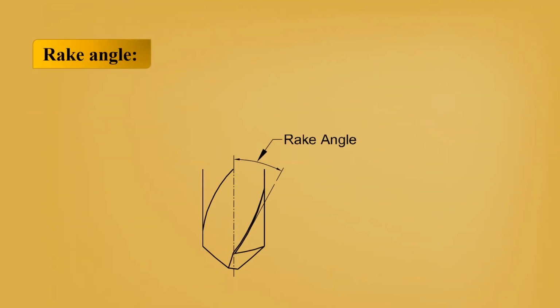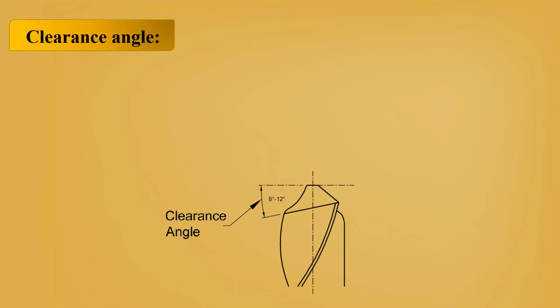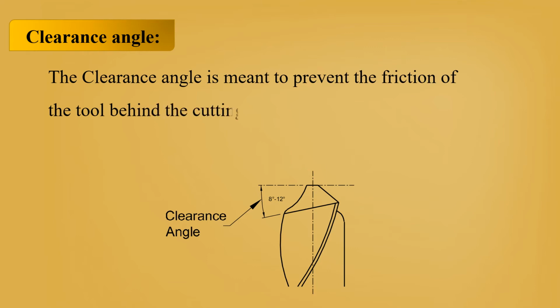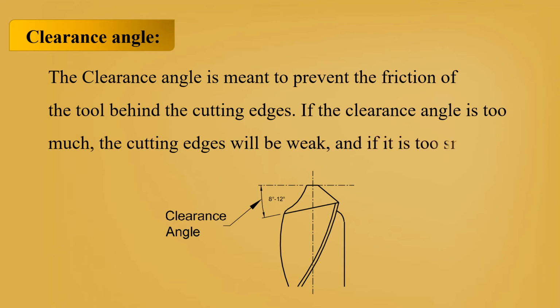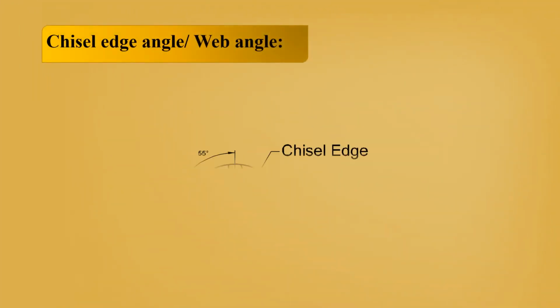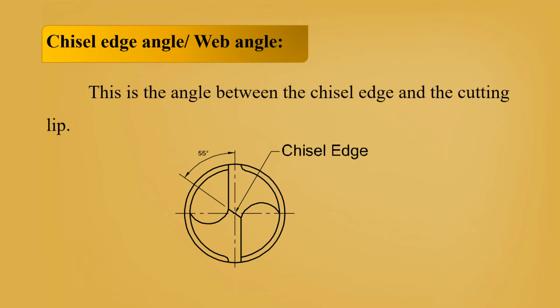Rake angle. Rake angle is the angle of flute, helix angle. Clearance angle. The clearance angle is meant to prevent the friction of the tool behind the cutting edges. If the clearance angle is too much, the cutting edges will be weak, and if it is too small, the drill will not cut. Chisel edge angle. This is the angle between the chisel edge and the cutting lip.